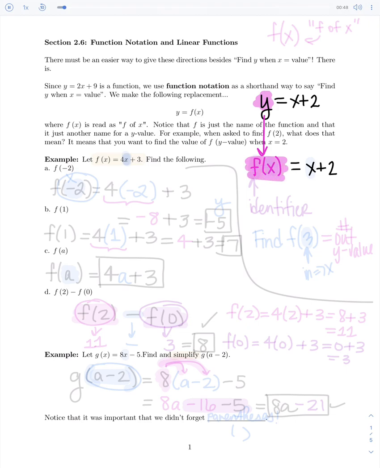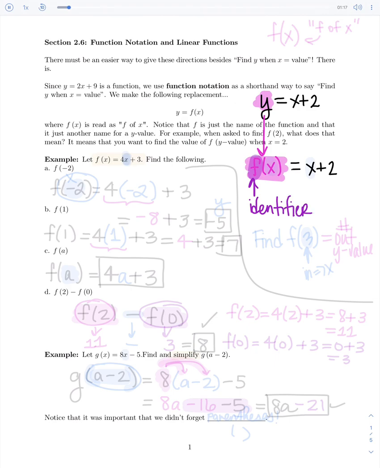Okay, so why would we do this? It's not just to make your lives harder. We wanted to be able to distinguish one function from another. We don't want to call all our functions y, because that'll get really confusing. So now we can call one function f, one function g, another one h. They're almost like a name, an identifier.